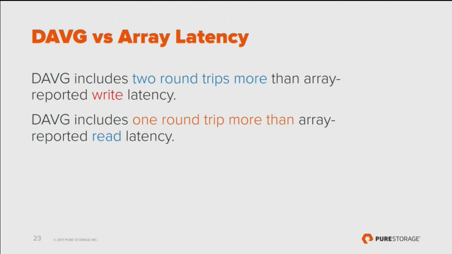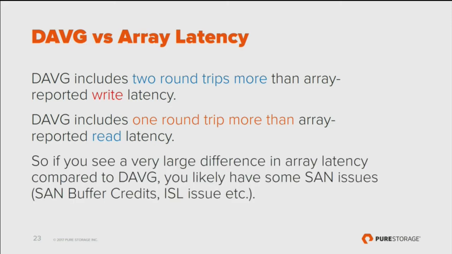So the point here is there are some differences between disk average, right, and the underlying array average for latency between reads and writes. So you'll see a slight difference. If there's a large difference between these two, we probably have something going on in the SAN. If it's really more than like 0.1 milliseconds or something like that, you have some problem in the SAN.